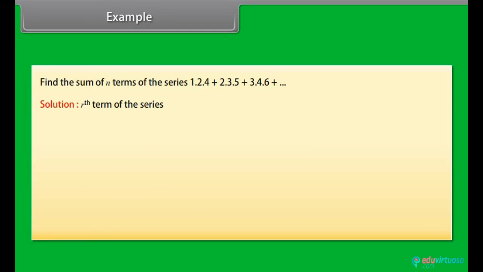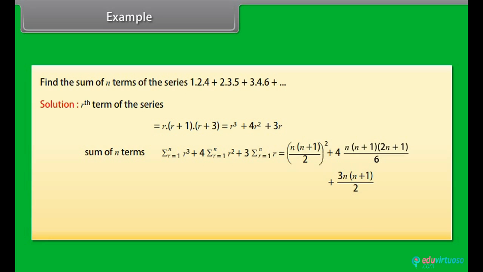Solution: rth term of the series is equal to sum of n terms equal to summation from r is equal to 1 to n of r cube plus 4 times summation from r is equal to 1 to n of r square plus 3 times summation from r is equal to 1 to n of r, which is equal to. On solving, we get n into n plus 1 by 12 multiplied by 3n square plus 19n plus 26.